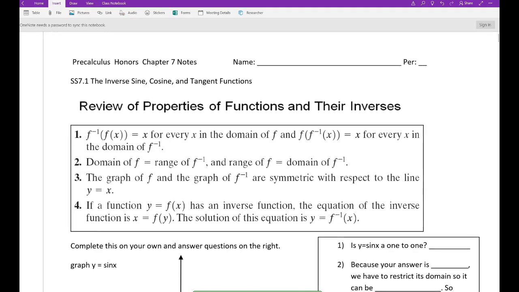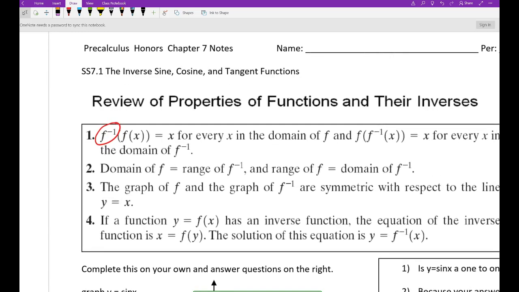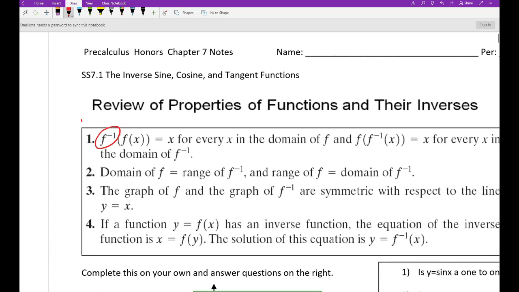The inverse of sine, cosine, and tangent functions. This is 7.1. So let's just review some properties of functions and the inverses, okay? Notation. There's a couple of notations I want you to understand. F to the -1 power. Someone tell me what that is. That's right. That is the inverse of F, okay?